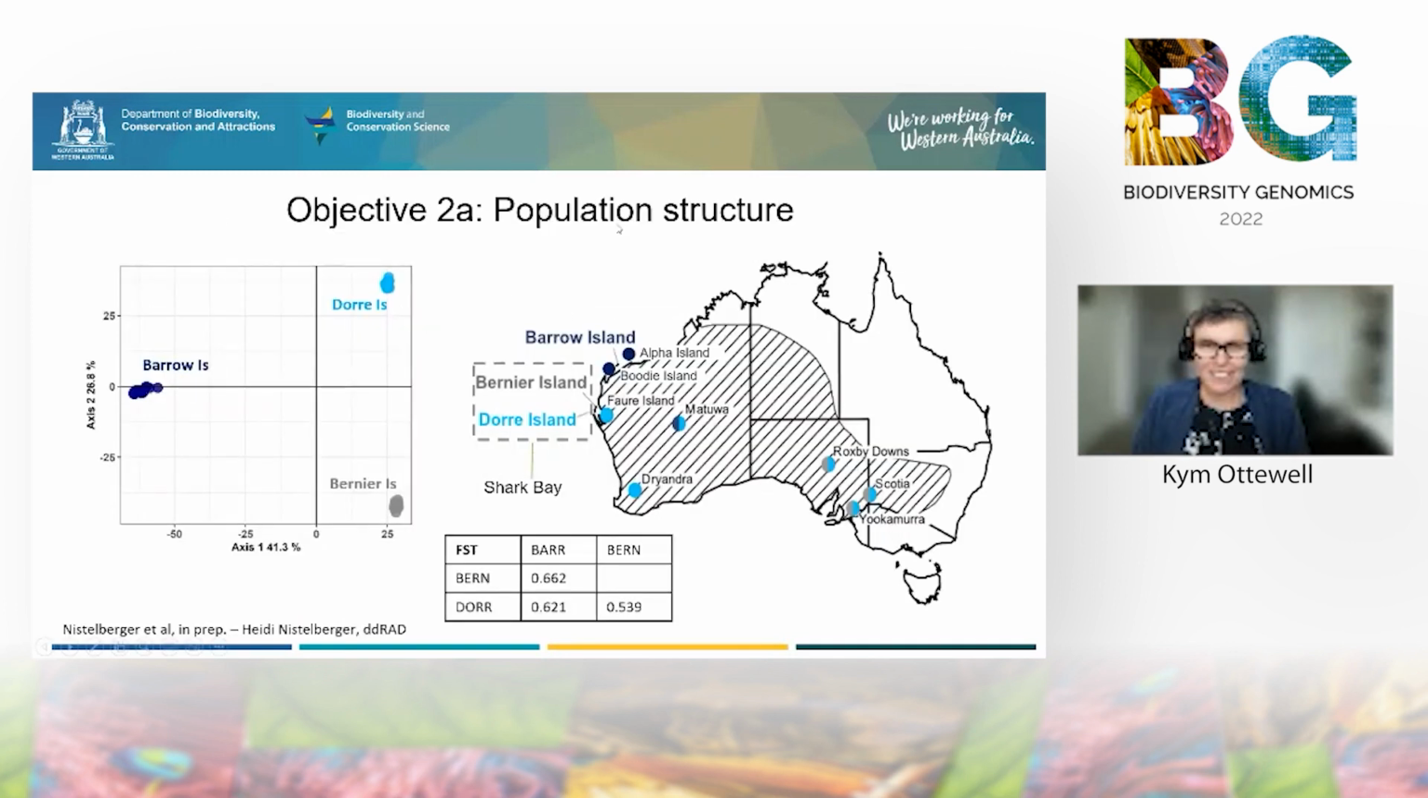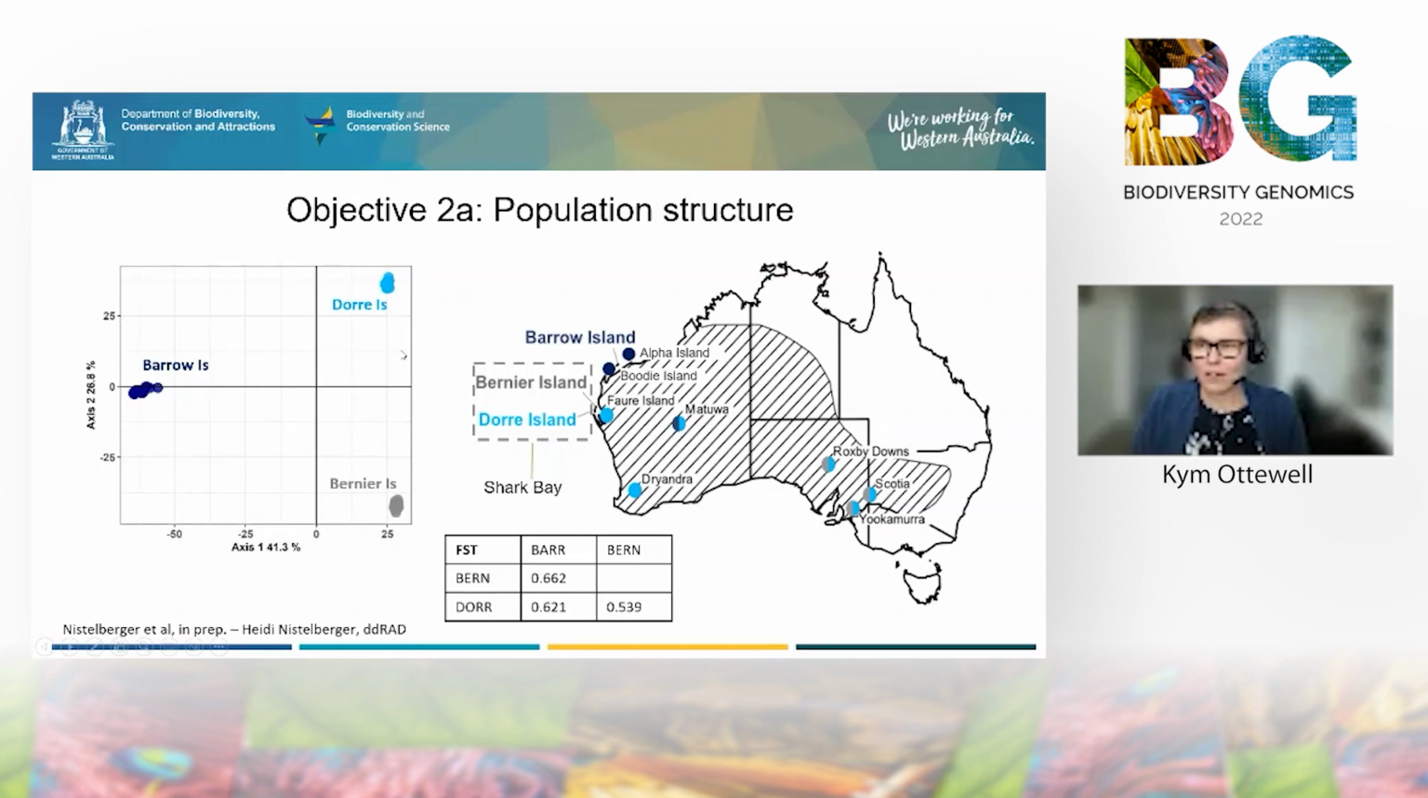To put the genetic mixing question into context, we needed to understand population structure amongst those remnant populations of booties on the islands. The ddRAD data showed us very clearly that each of the island populations is genetically distinct. Barrow Island is slightly more differentiated from the Shark Bay Islands, but the Shark Bay Island populations, Bernier Island and Dorre Island, are also significantly differentiated from each other.